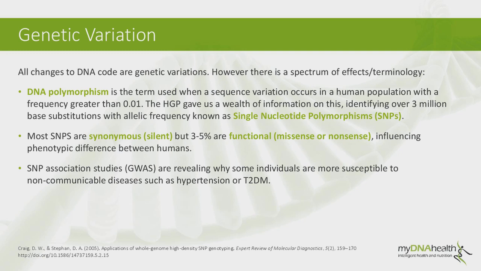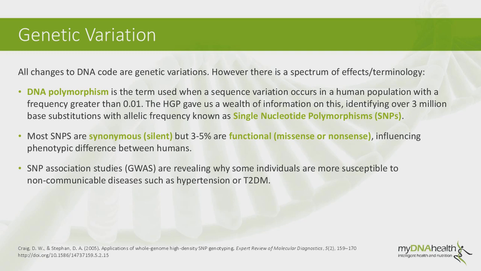And the Human Genome Project gave us massive information on this and identified over 3 million base substitutions. So that's that 0.1 to 0.3% of us that's different from anyone else. And it also gave us this allelic frequency, and those have become known as single nucleotide polymorphisms, or SNPs. So most SNPs are really synonymous, which means silent, which means that they don't really do very much and they just sit there. But there is this 3 to 5%.